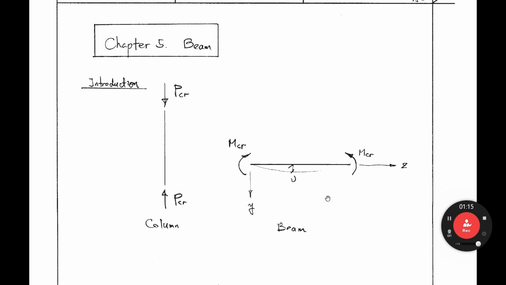Today we have to consider this beam. As the end moment increases, the moment reaches MCR, the buckling moment. This is the buckling load, this is the buckling moment. What buckling? Beam buckling. Okay, beam buckling load. So we have to calculate MCR.